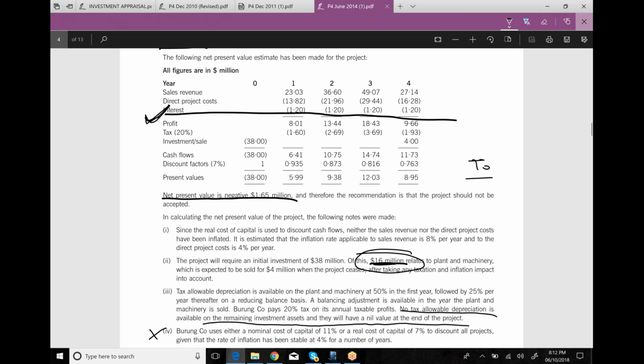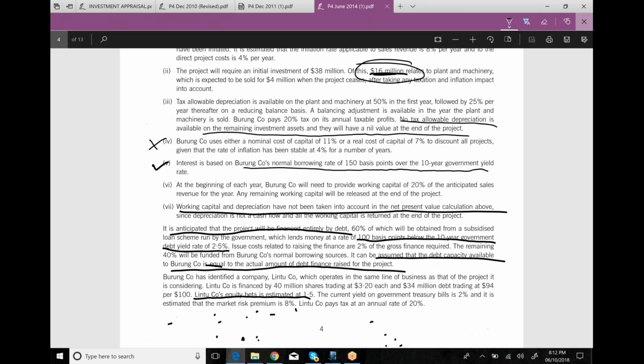Then it says it is anticipated that the project will be financed entirely by debt. So can you see a heavy debt financing is involved? All of the project will be financed through debt. So this is the condition of APV, and I can see this condition being fulfilled. Although in the requirement it was clear, if it is not clear in the requirement, then you will look for the conditions. As you can see, the condition is present, and there's a heavy debt financing involved.